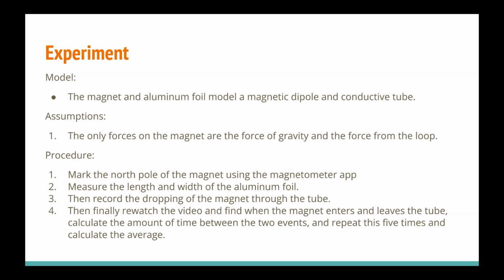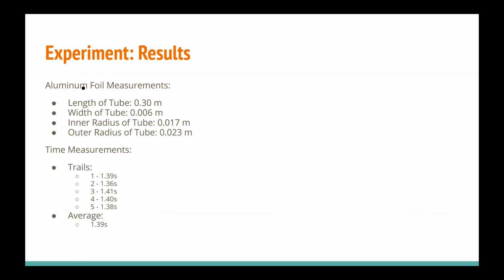The procedure was: first, mark the north pole of the magnet using a magnetometer, measure the length of the aluminum foil, then record the drop of the magnet through the tube, and finally rewatch the video of the recording and find where the magnet enters and leaves the tube, and calculate the amount of time between the two events. Repeat this 5 times and calculate the average.